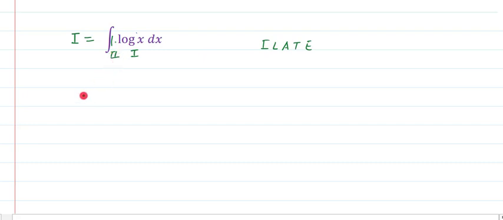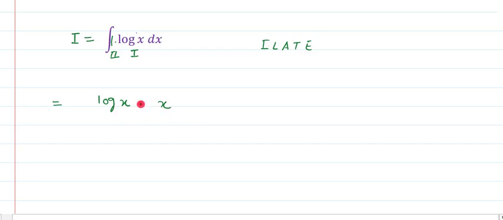Now let us use the formula for by parts, which is equal to first function, that is log x, into integration of second. What is the integration of 1? It is x. This time I am using the formula directly, not writing the whole formula. You also need to do like this. This will be the easiest way. Just keep this formula in your mind and then use it directly.